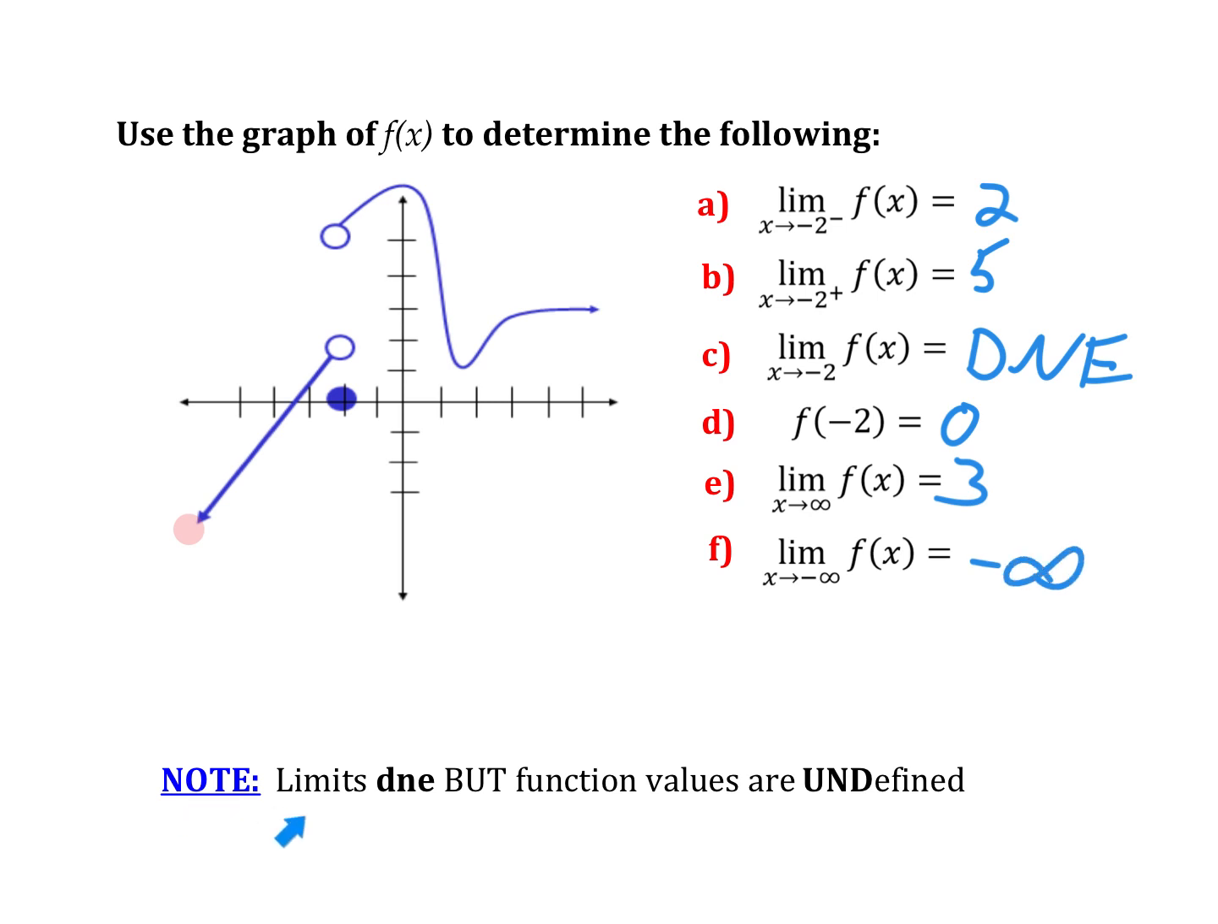Now this little note here says limits are DNE. So we say a limit does not exist, but when you talk about function values, they are undefined. So you don't ever want to say that a function value does not exist or a limit is undefined. Limits do not exist, functions are undefined. Easy way to remember that, UN, UN.